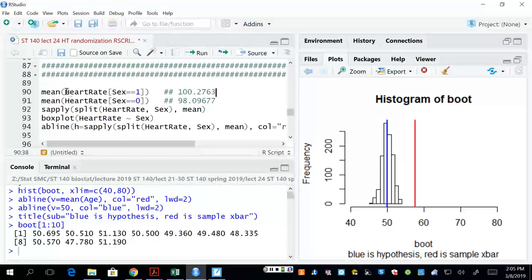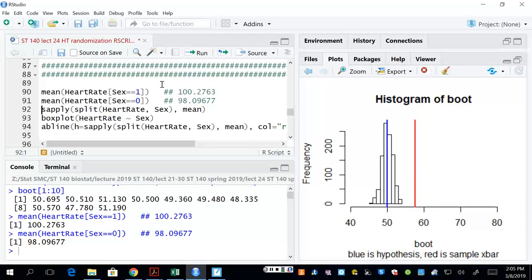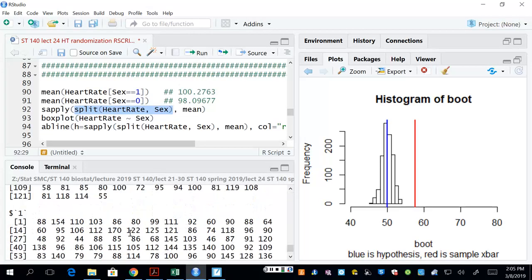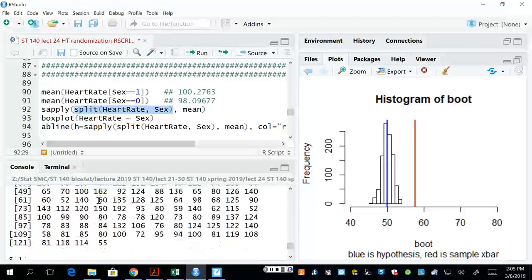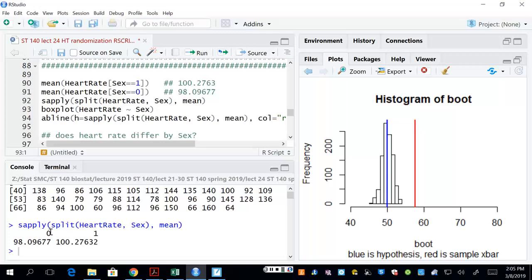Their heart rate is measured there. You can measure heart rate, blood pressure, any number of other things on patients. Heart rate is measured, and for men it was 100.3, and the average for women was 98.1. This S-apply thing is a little way to get that automatically. The split will split the data between the zeros and the ones in the sample, and the split apply will compute the mean of each part.